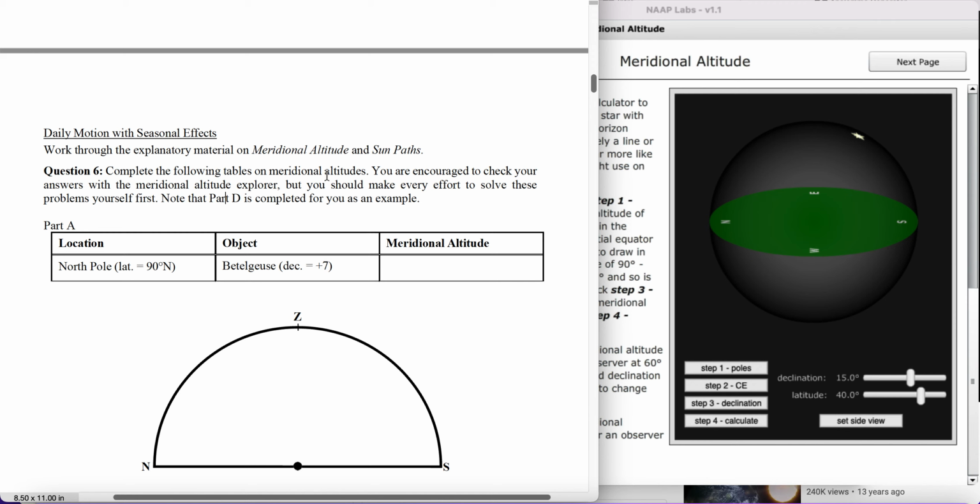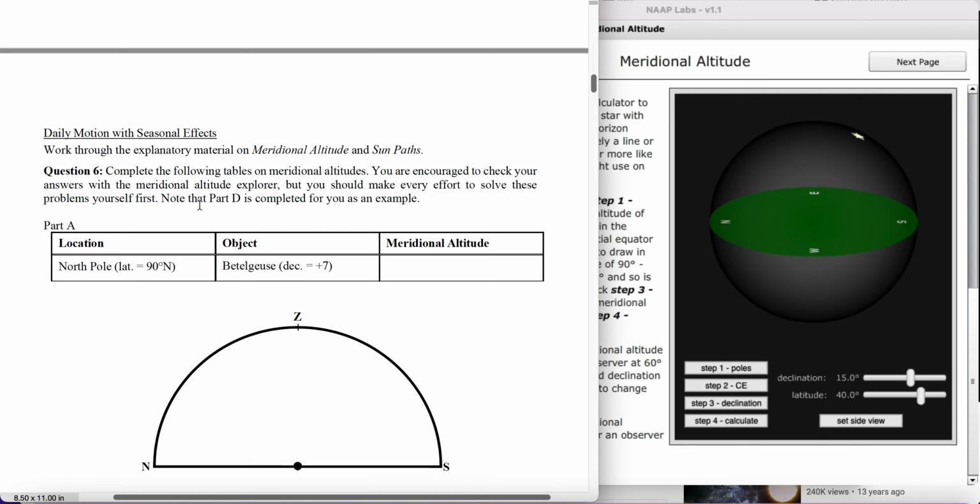So complete the following tables on meridional altitude. You are encouraged to check your answers with the Meridional Altitude Explorer, but you should make every effort to solve these problems yourself. That's the best way you can get a handle on this material, is thinking about it, trying to reason it out before you just default to having the simulator do it for you. Now, there are some things that are complicated enough where we almost need to explore the simulator first to get some idea, but this is not particularly one of them.